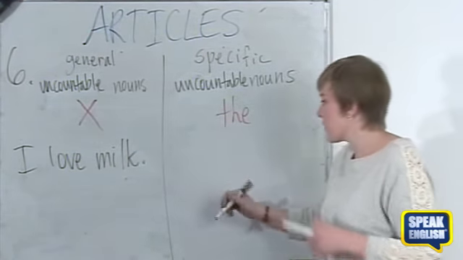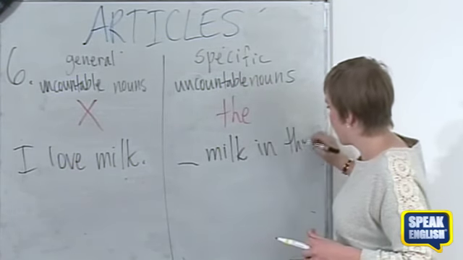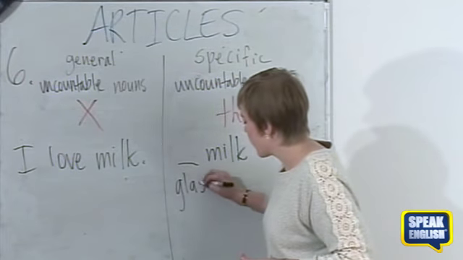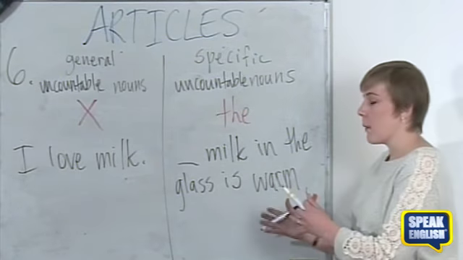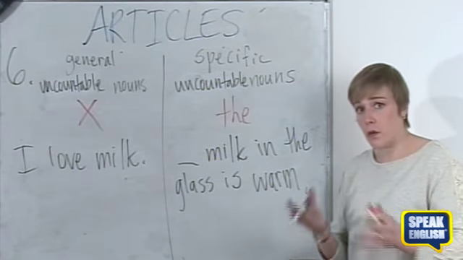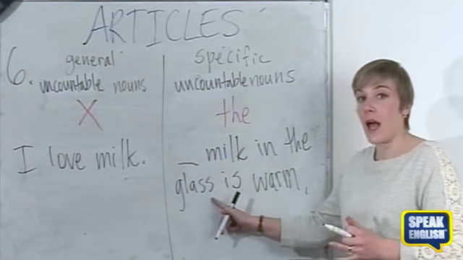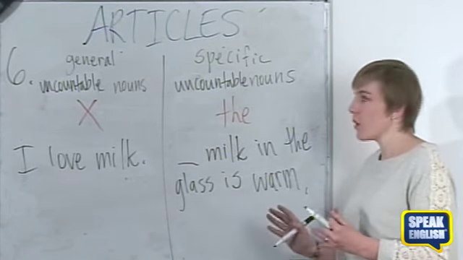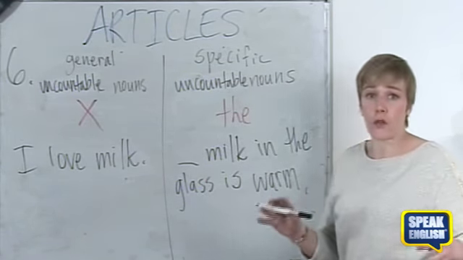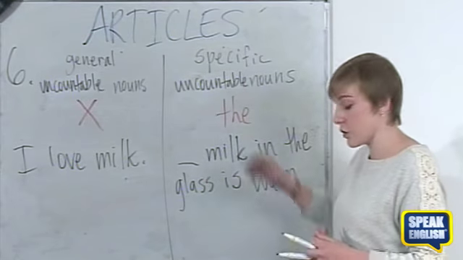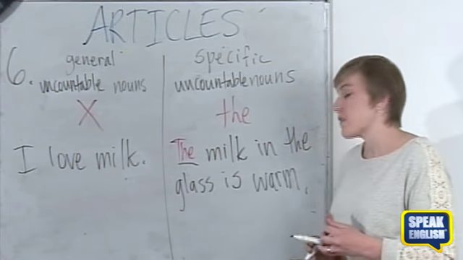But if I take another sentence, here, am I talking about all of the milk in the world? Or am I talking about only the milk in the glass, the warm milk? Here I have a very specific milk that I'm talking about. I'm not talking about all the milk in the world. So I'll use the milk in the glass is warm.